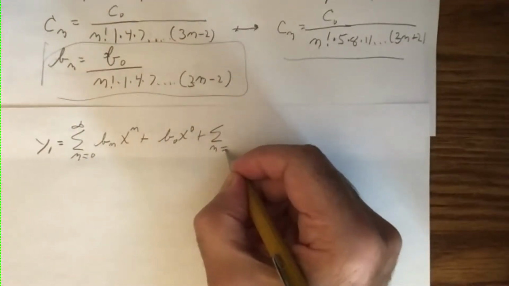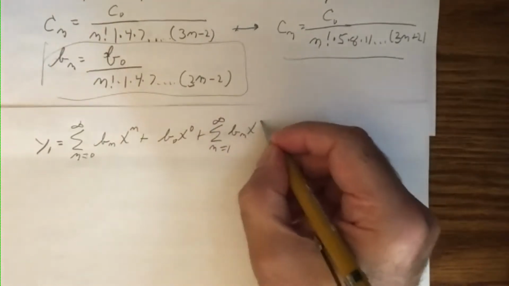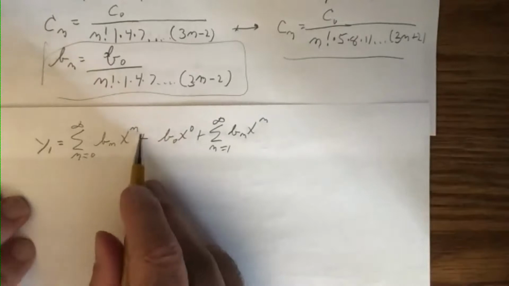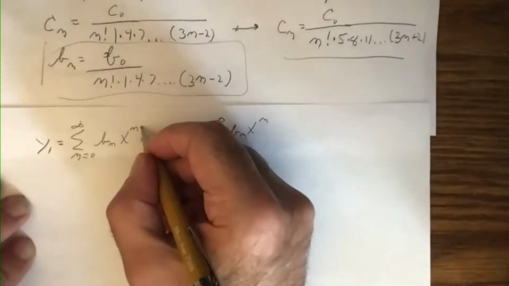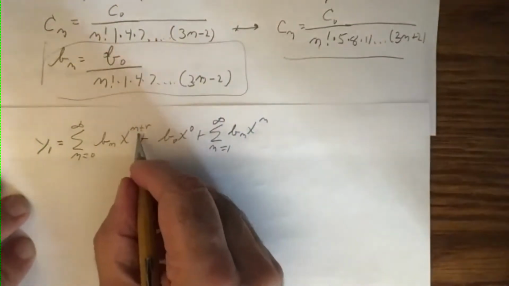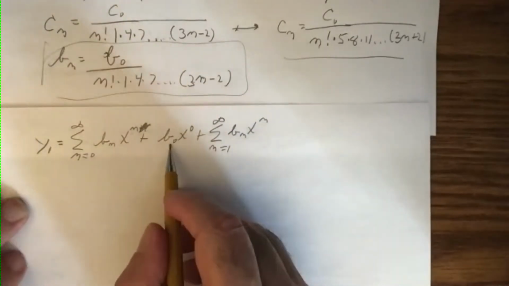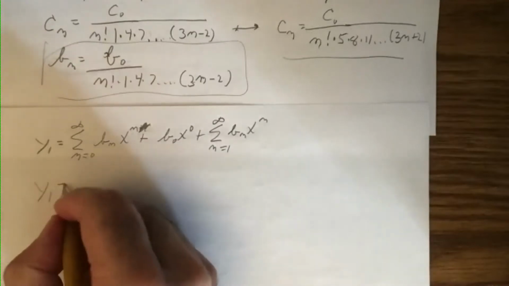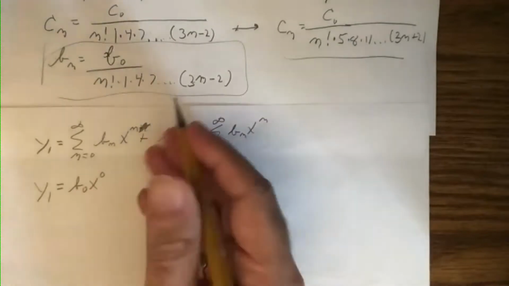Summation of n equals 1 to infinity of b_n x^n. Maybe I'll look at a step here. R is equal to 0 in this case. In other words, for this one, for the b's, R is equal to 0. So this is actually n plus r, but since r is 0, I'm just writing it like this. So this is one of my solutions. I can write y1 as equal to b0 x^0, which is just 1. I can write that as 1.